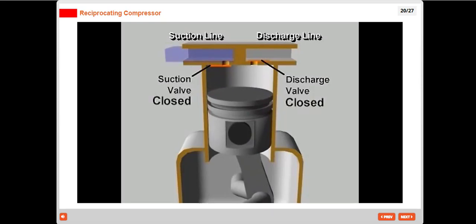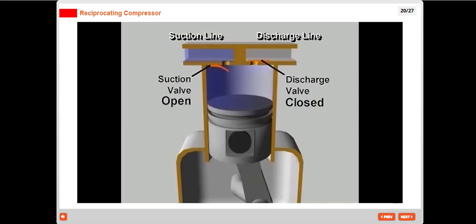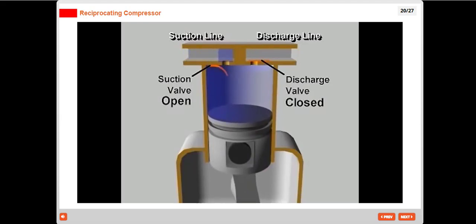Because both valves are closed, the downward moving piston reduces the pressure in the cylinder. As the pressure in the cylinder falls below the low side pressure in the suction line, the pressure difference opens the suction valve, letting refrigerant vapor flow into the cylinder. The piston continues down and pulls in more vapor until the cylinder is filled with low-pressure vapor at the bottom of its stroke. Once past bottom dead center, the piston begins its upward stroke.